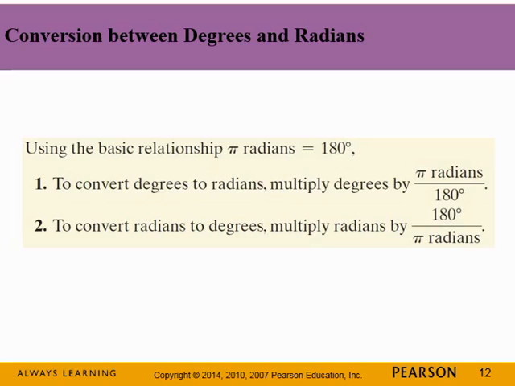So you want to know the conversion between degrees and radians, using the basic relationship: pi radians is 180 degrees. No matter what, pi radians is 180 degrees. In order to convert from degrees to radians, you multiply by pi radians over 180 degrees. And to convert from radians to degrees, you multiply radians by 180 degrees over pi radians. We're going to do a couple examples.